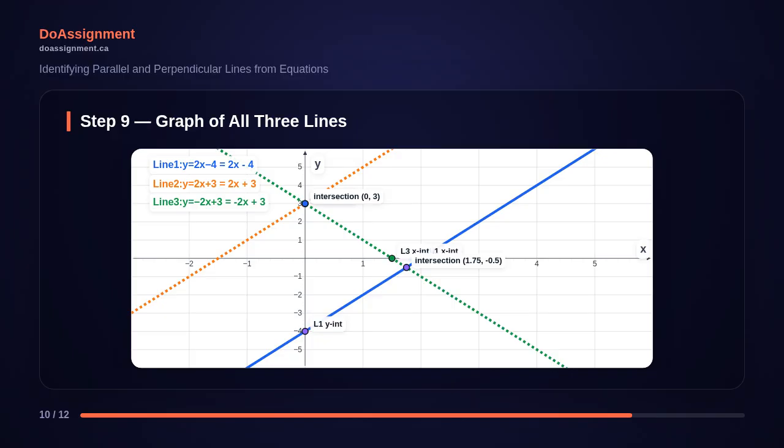Here are all three lines on the same graph. Notice that line 1 and line 2 run perfectly parallel. Same steepness, different heights. Line 3 tilts in the opposite direction with slope -2 and crosses both of the other lines, but at angles that are not 90 degrees.